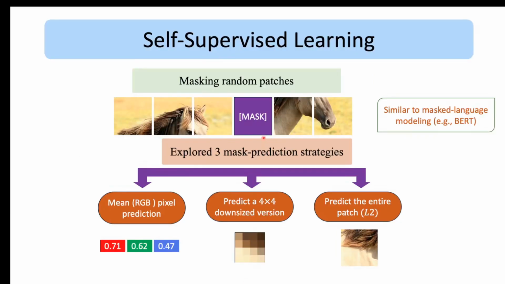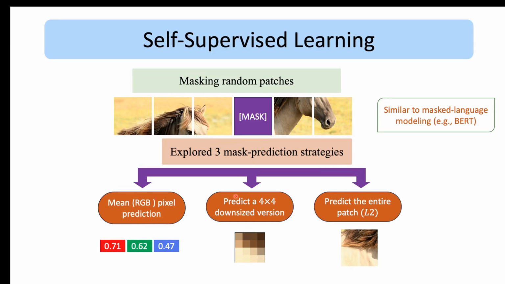So far, the pre-training that we have described was all based on supervised learning. But the authors also had some preliminary experiments with self-supervised learning. This self-supervised learning is similar to masked language modeling like in BERT. So for pre-training, they randomly mask some of the image patches from the input and then they try to learn the masked patch. They explore these three different mask prediction strategies. In the first strategy, they only predict the mean pixel intensities of the patch in RGB.